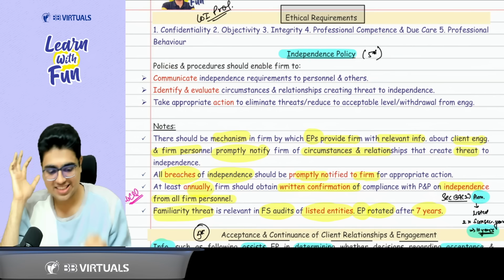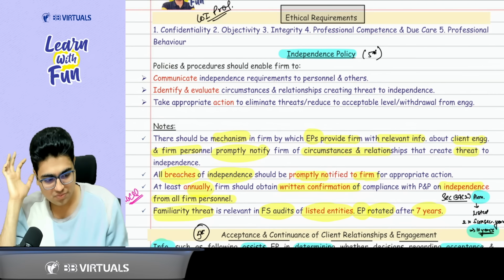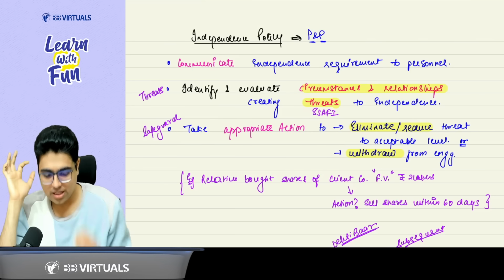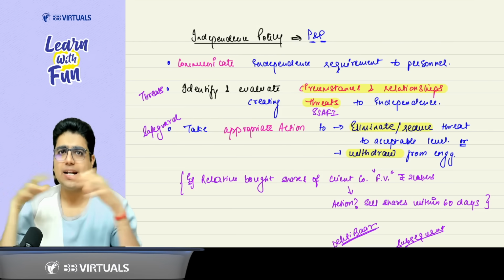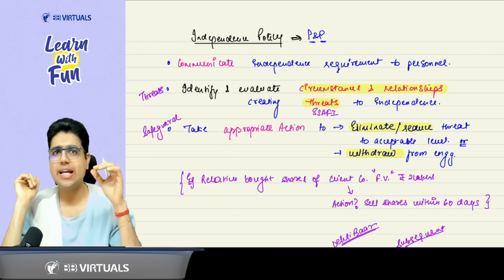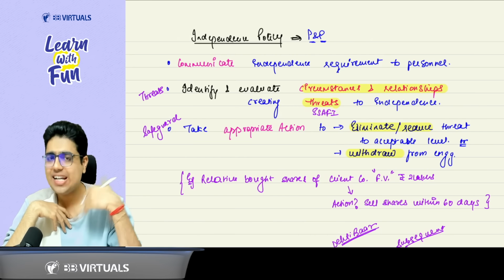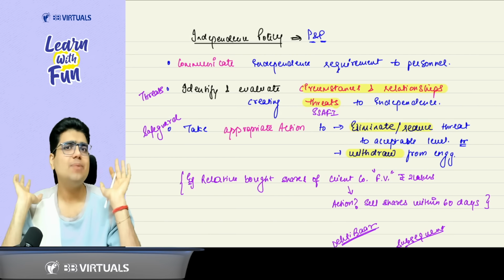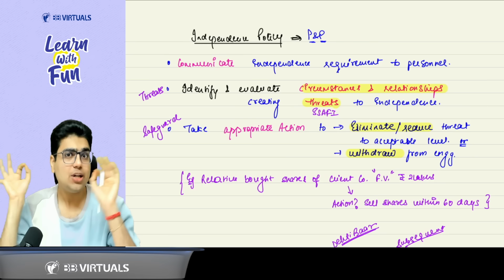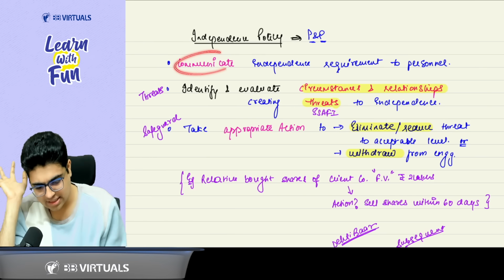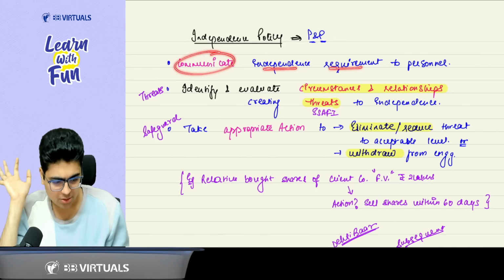Now, sir, what does the independence policy talk about? Again, come back to the notes. How do the firm's people get to know that they need to be independent? Sir, we need to communicate to them. They will not get a dream that we need to be independent. We need to communicate. So the first part says communicate the independence requirement to the personnel.